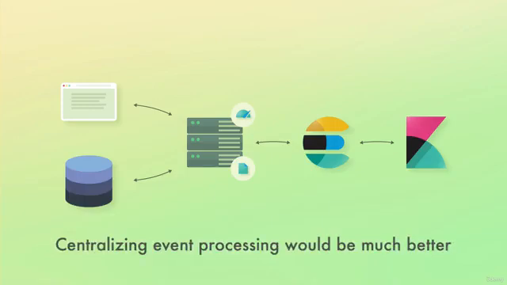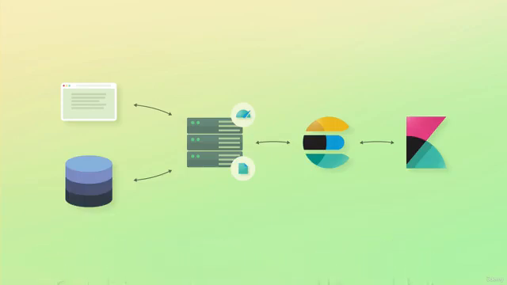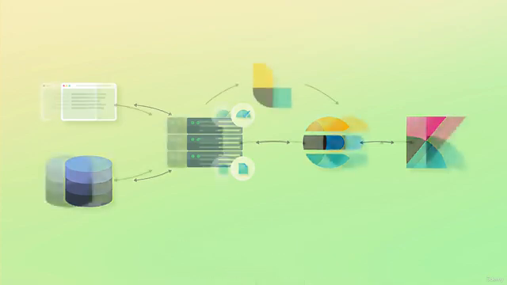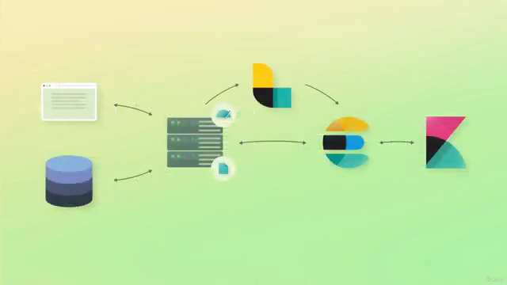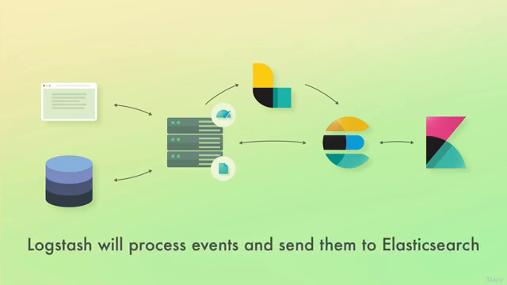Wouldn't it be better if we could centralize the event processing and have it all done in one place? We can accomplish that with Logstash, which also gives us more flexibility in terms of processing our events than Elasticsearch's ingest nodes do. So let's go ahead and add Logstash to the architecture. We'll be sending events from our web servers to Logstash over HTTP. Logstash will then process the events however we instruct it to and send them off to Elasticsearch.